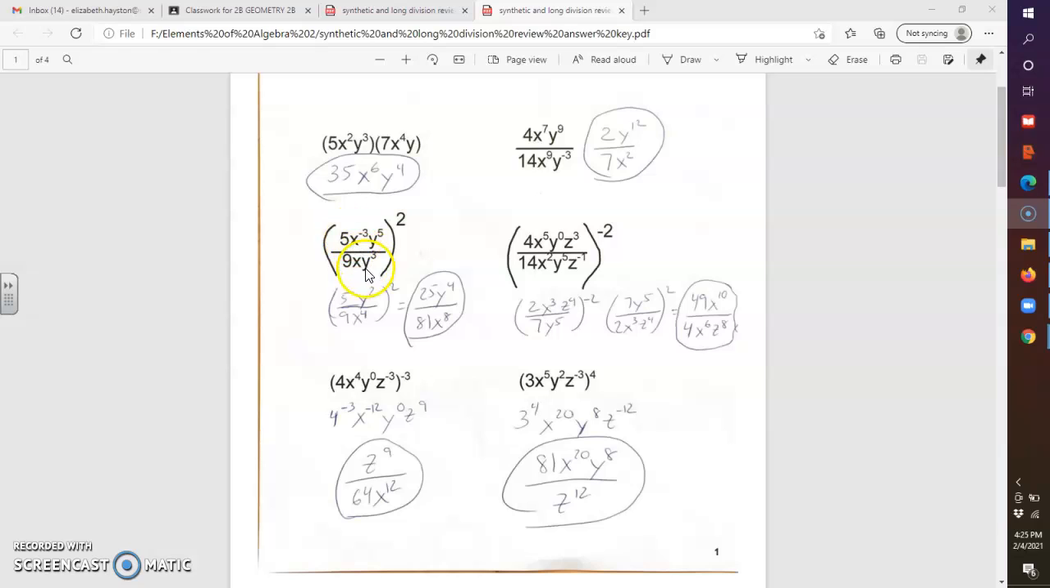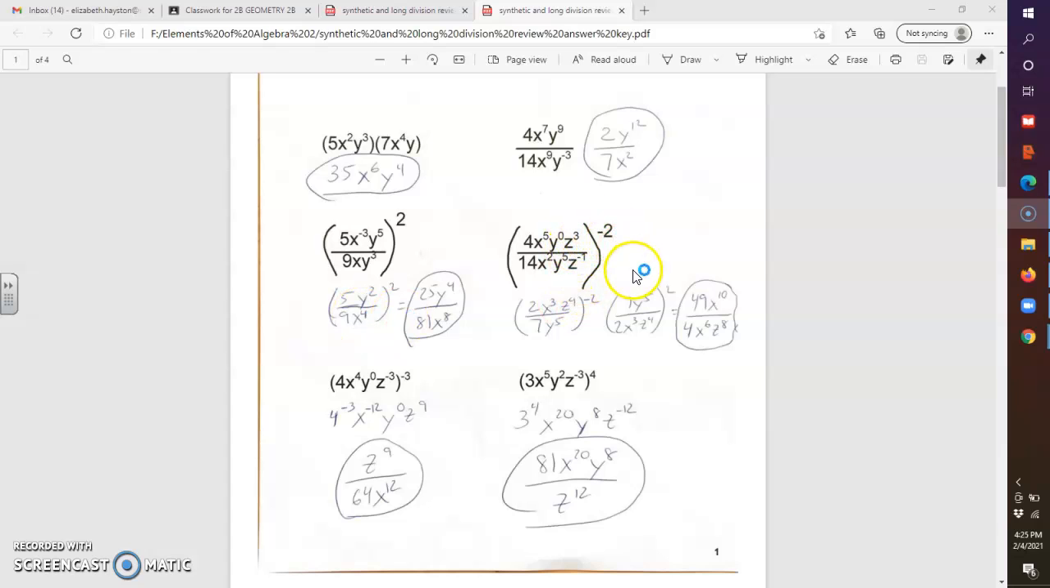Here we're going to reduce first. Negative 3 minus 1 is negative 4. Once again, the x has a 1 to it when there's no exponent. So negative 3 minus 1 is a negative 4, so the x to the fourth stays on the bottom. 5 minus 3 is 2, so the y squared stays on top. So we're squaring 5y squared over 9x to the fourth. When we distribute that square to all four terms, we get 25y to the fourth over 81x to the eighth. And that's because the 2 gets distributed to all four terms here.